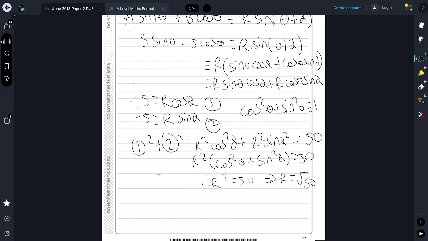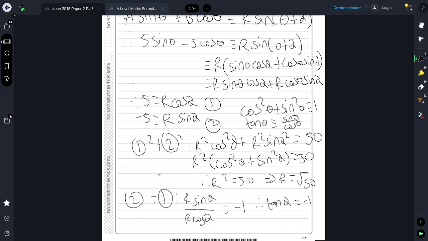Now, what other identity do we know? Well, we know that tan theta is sine theta over cos theta. So I guess instead of squaring and adding, we're going to divide. Sine alpha over cos alpha, 2 divided by 1, will get you r sine alpha over r cos alpha. That's going to be 5 over minus 5, which would be minus 1. And actually, this boils down, well, r and r cancel out. Sine alpha over cos alpha here is tan, so tan alpha is minus 1. And you only need one solution for alpha, just inverse tan it. And actually, you get minus pi over 4.